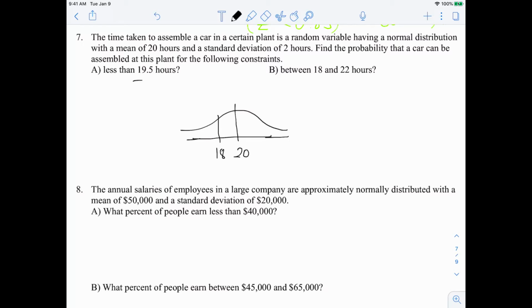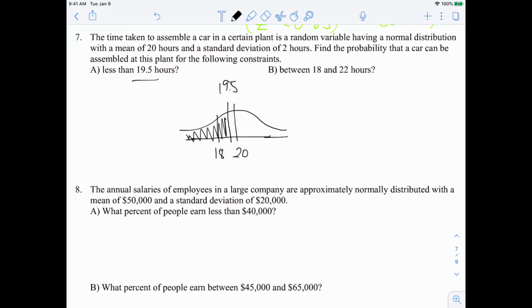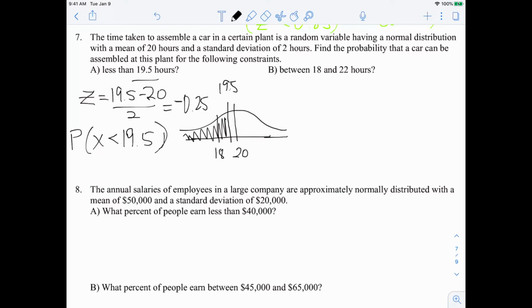So the mean is 20. One standard deviation below is 18. Now for part A, it says less than 19 and a half. 19 and a half is going to be right about here. So I'm looking for the area below that. And again, that's not exactly 1, 2, or 3 standard deviations from the mean. So I have to calculate my z-score, which is going to be 19.5 minus 20 divided by 2, which ends up equaling a negative 0.25. So I'm looking for the probability that we can get the car assembled in less than 19 and a half hours.